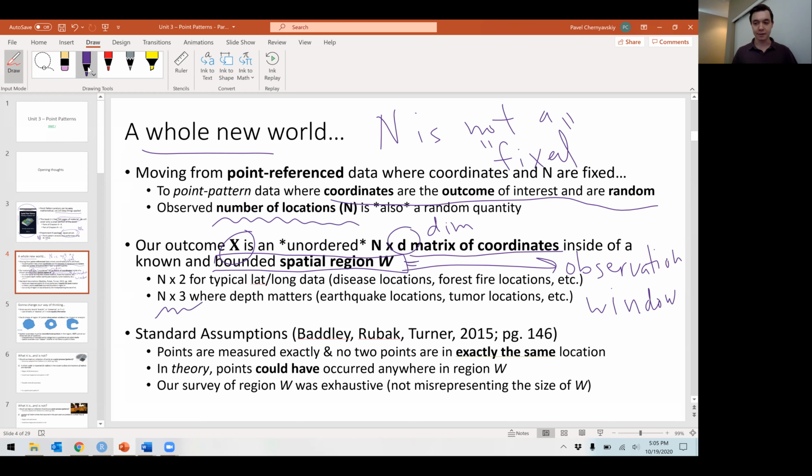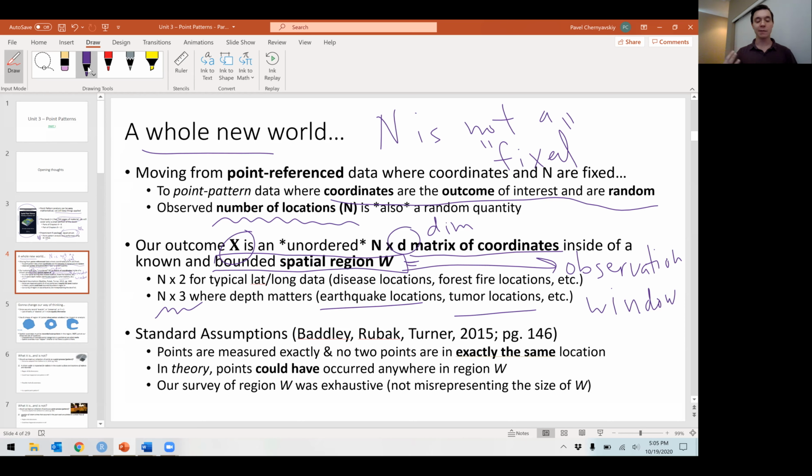You're thinking of tumor locations. You want to know where they are on your body and how deep, to maybe direct a beam of radiation. Earthquake locations. I've seen earthquakes analyzed in 2 dimensions and 3 dimensions. 2 dimensions, that's longitude and latitude, but depth of an earthquake is very, very important, of course. So the 3rd dimension can come in.